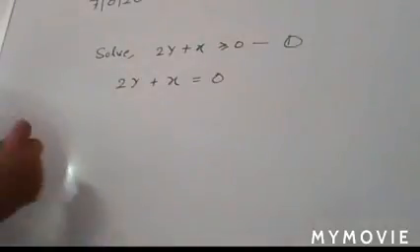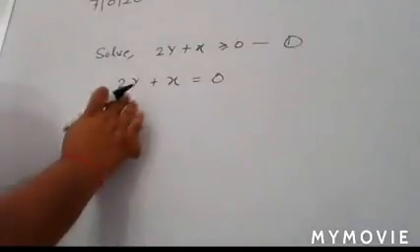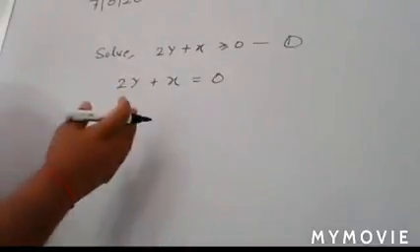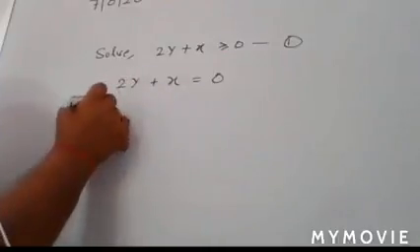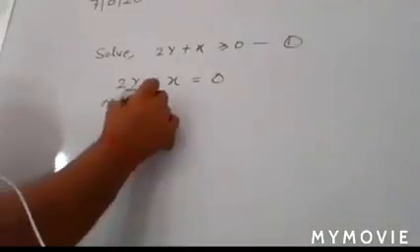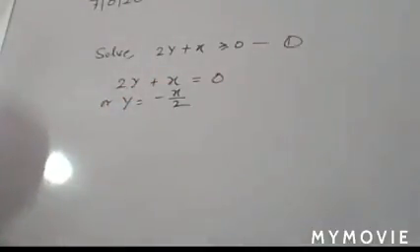Okay, so what you do, here you find the value of either x or y, it's your choice. Understand? So if you find the value of y here, y can be written as minus x upon 2. Y is equal to minus x upon 2. Understand? I think there is no any problem for that.